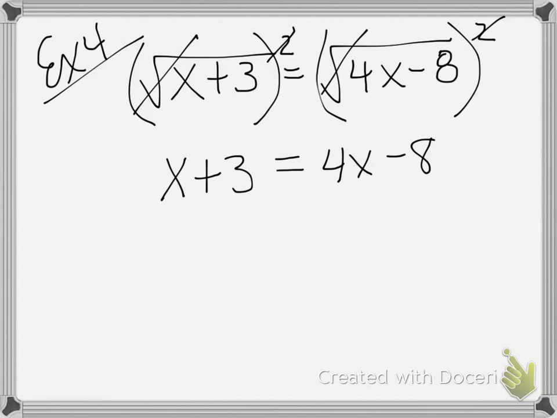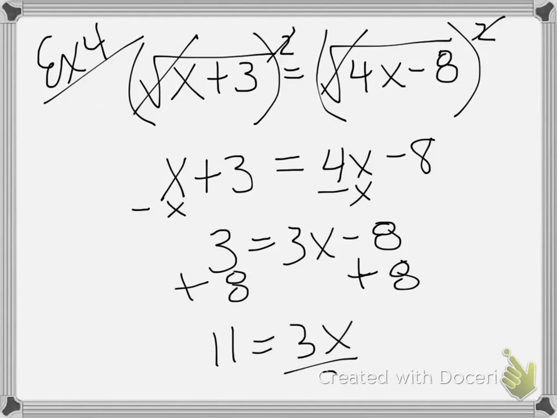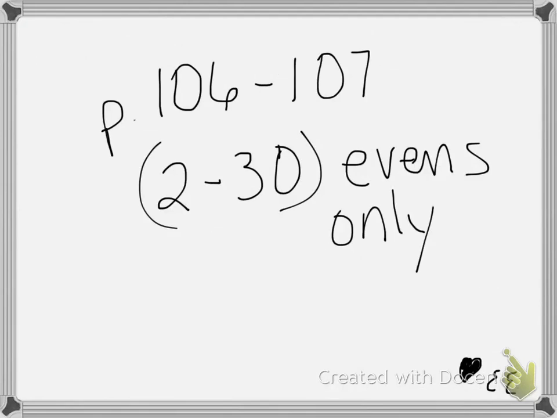And now it's just a regular problem. I'm going to subtract x from both sides. So 3 equals 3x minus 8. Then I'm going to add 8 to both sides. So 11 equals 3x. And then I'm going to divide both sides by 3. So x equals 11 over 3. And that's how you solve radical equations. It's not nearly as hard as it might at first seem.